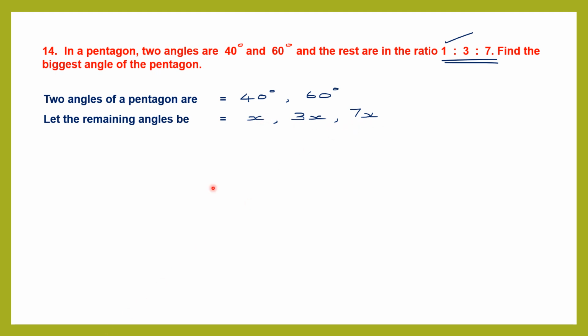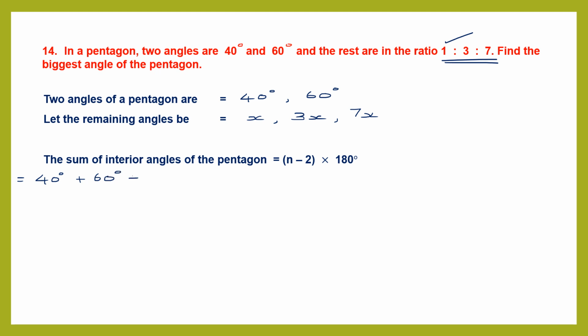Now let's use the formula. The sum of the interior angles of a pentagon is n-2 into 180. Now what are all the interior angles? All these, isn't it? So let's write it down. So that is 40 degrees plus 60 degrees plus x plus 3x plus 7x. So these are the 5 angles. This is equal to n-2. N is 5 minus 2 into 180 degrees.